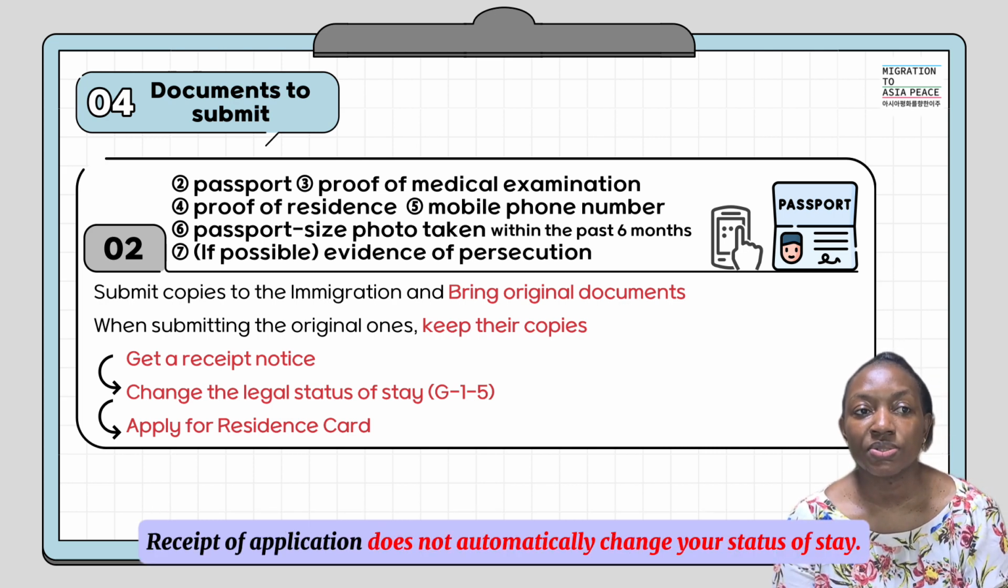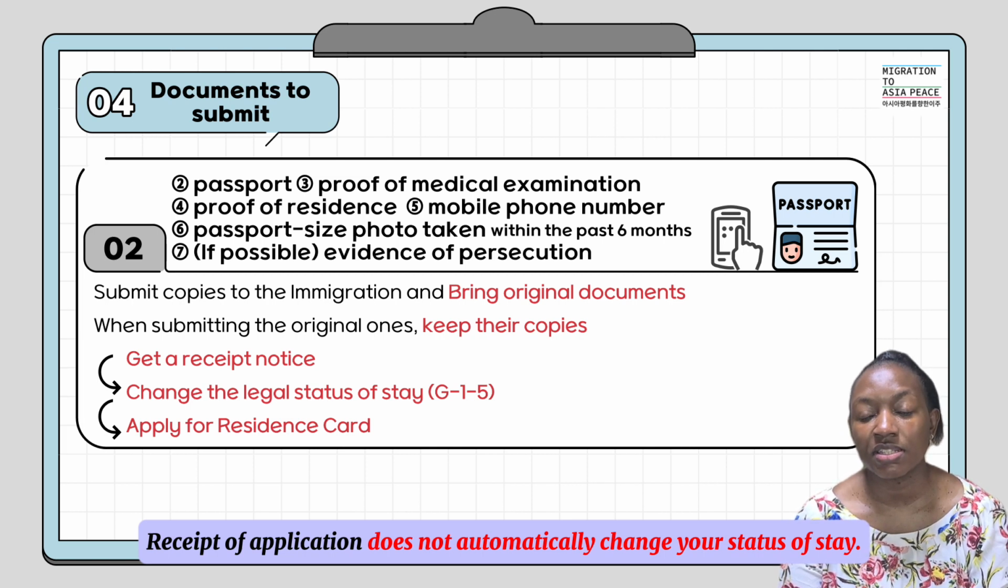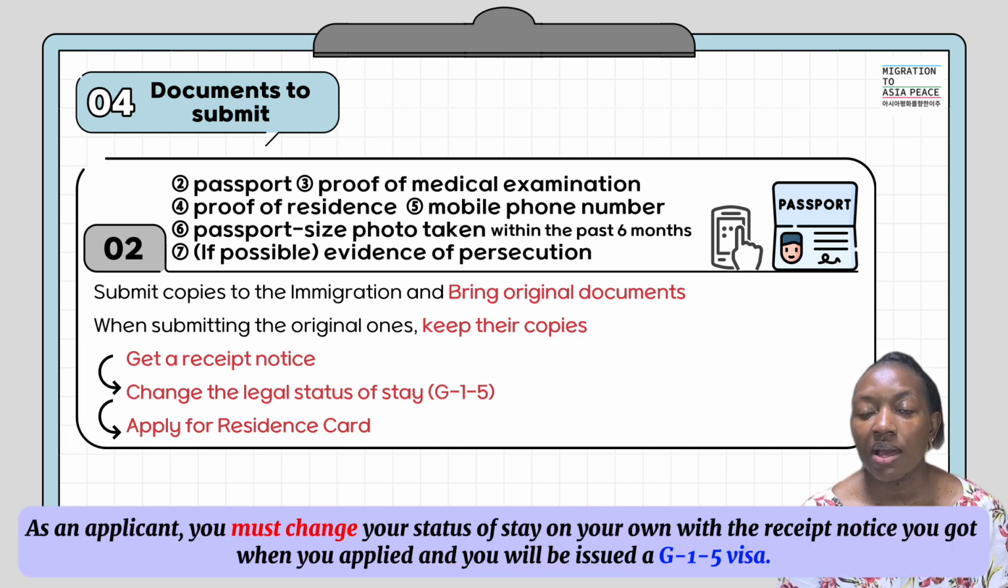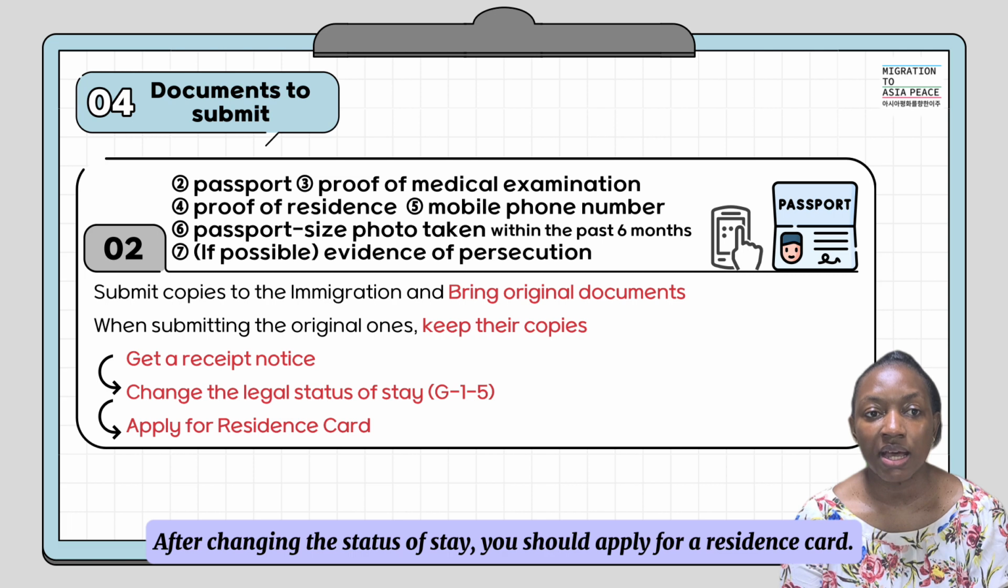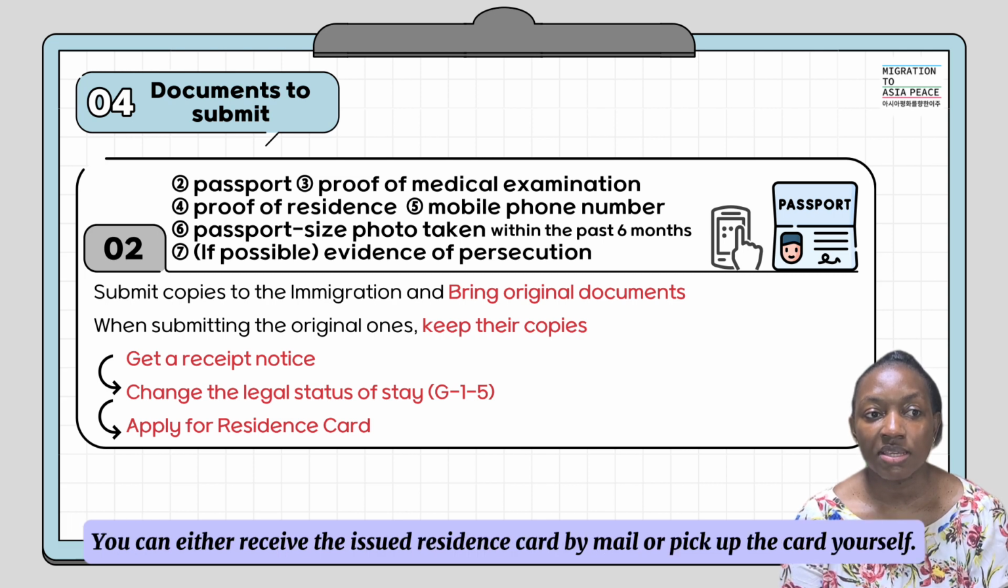Receipt of application does not automatically change your status of stay. As an applicant, you must change your status of stay on your own with the receipt notice you got when you applied, and you will be issued a G1-5 visa. After changing the status of stay, you should apply for a residence card. You can either receive the issued residence card by mail or pick up the card yourself.